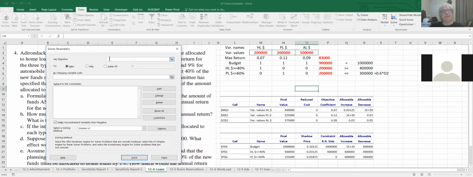So first you enter the objective function. Remember, the objective function was calculated in this cell. So you enter the cell. And make sure that the max is selected, not the min. And here, select now the cells where the variables are. The variables are here, 1, 2, and 3. So you select those 3. Okay. Now start adding constraints.